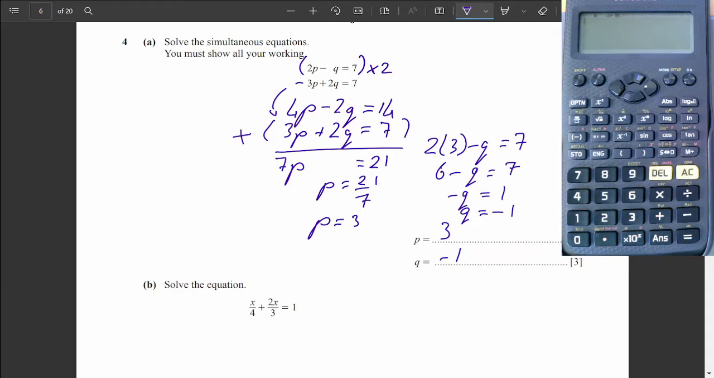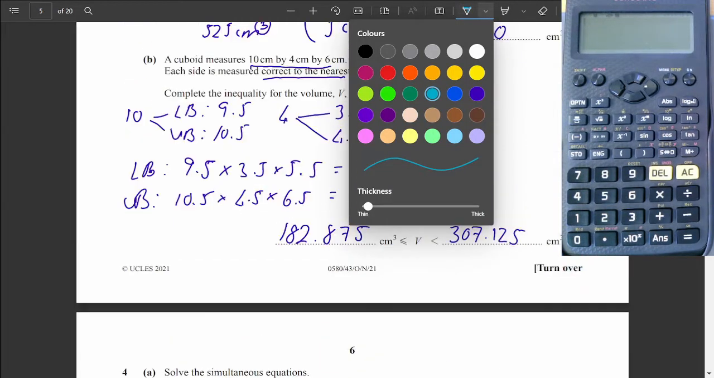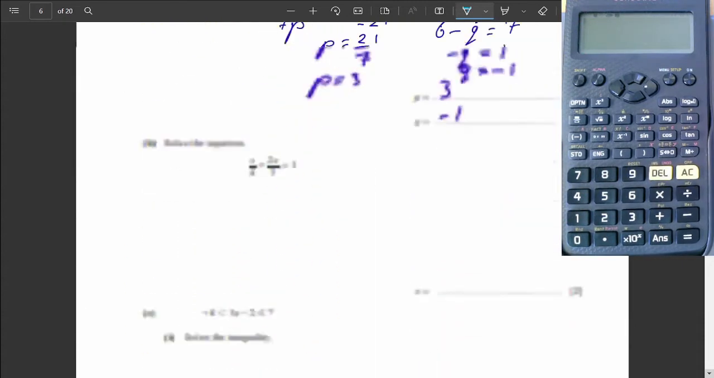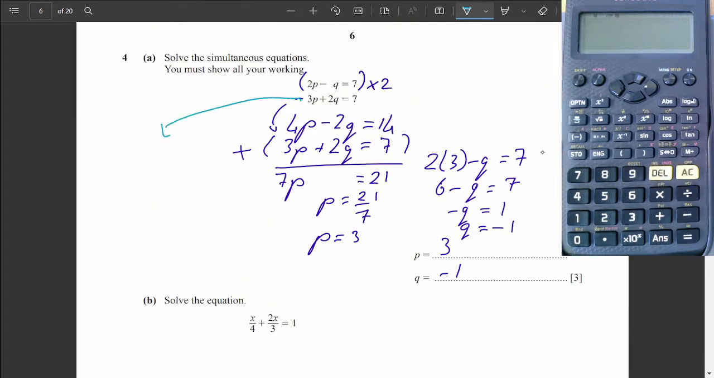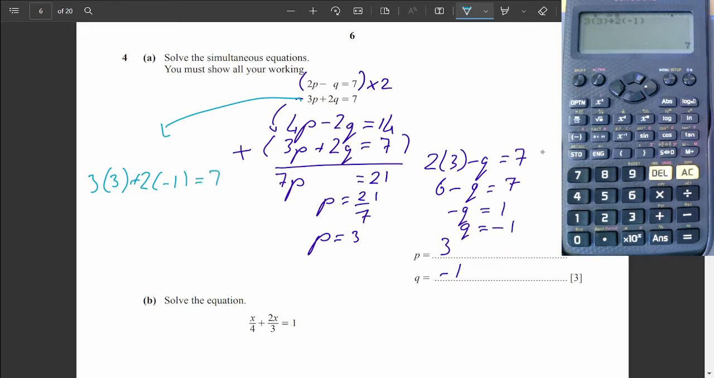You can quickly check your answer. Let's take that second equation. This doesn't count for marks, but it helps to give you peace of mind. We substitute the values. We had p as 3, and we had q as minus 1. So 3 times 3 plus 2 times negative 1 gives us 7. So 7 equals 7. It's correct. We know we got the right answer.